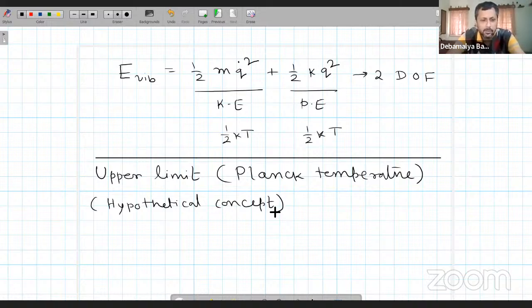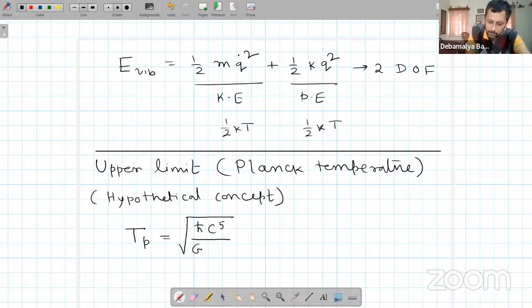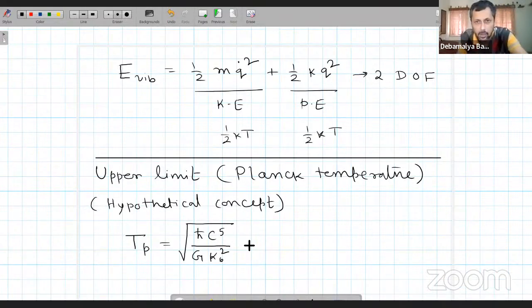Now, there is a Planck temperature scale also, which is given by T_p equal to the square root of h bar c to the power 5 divided by G k_B squared. Okay, so Planck temperature T_p is equal to root over of h bar c to the power 5 divided by G k_B squared, right? Just fantastic.